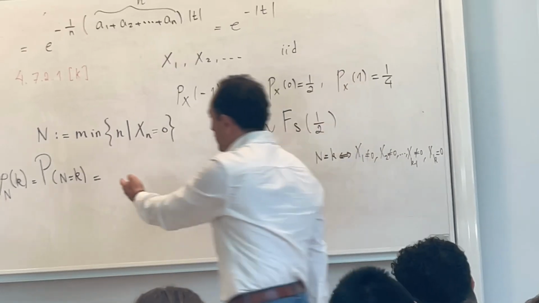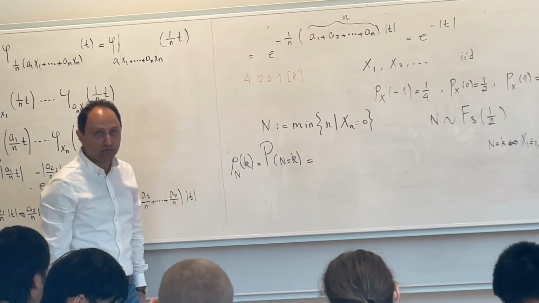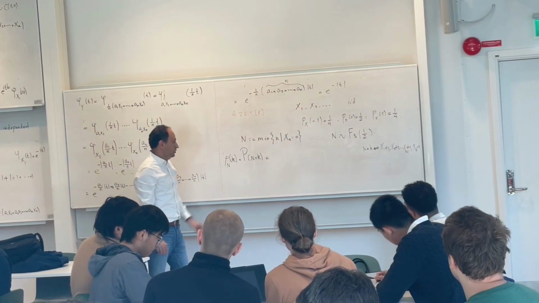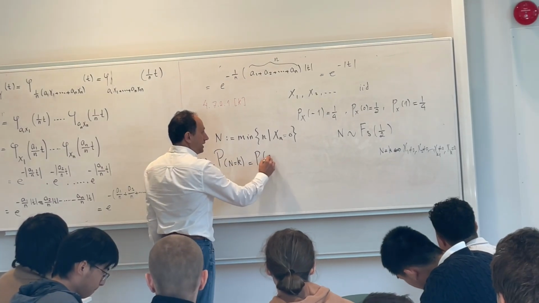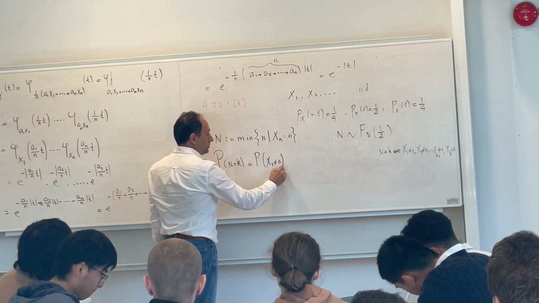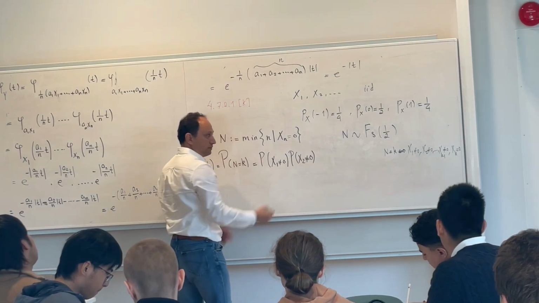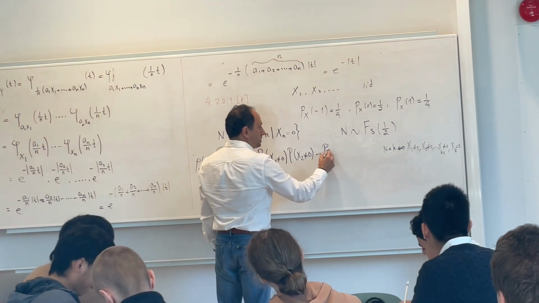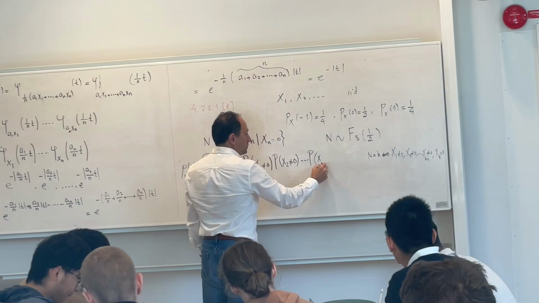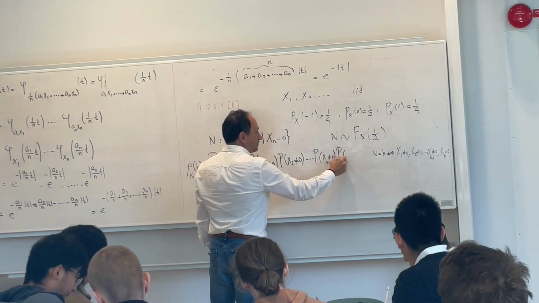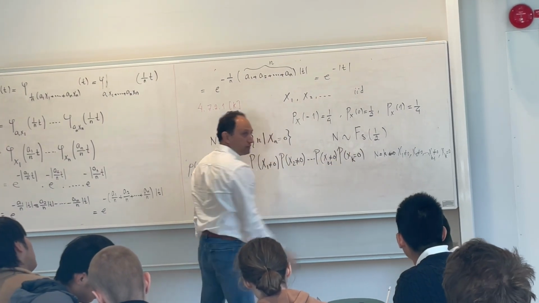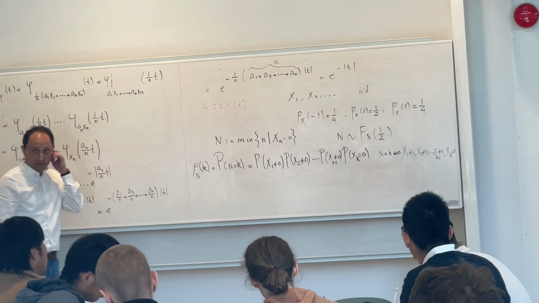Okay, but now can you tell me what's the probability? So this means the probability of x1 not equal to 0, multiplied by the probability of x2 not equal to 0, because they are independent, up to the probability of xk minus 1 not equal to 0, multiplied by the probability that xk is equal to 0. Yes?